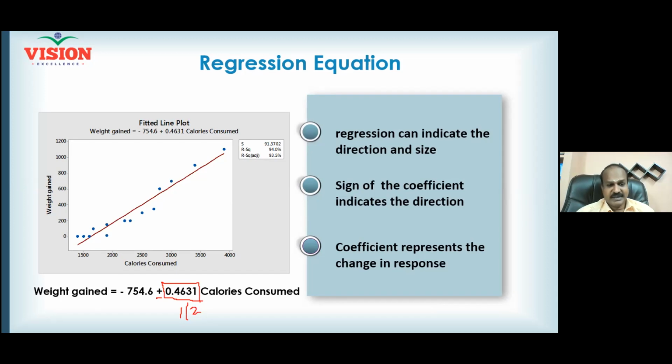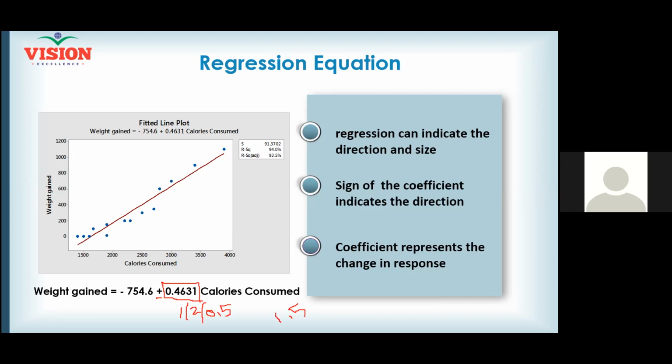by 2 units. The same way, when I put 0.5, now tell me, when I increase x by 1 unit, what will happen to y? It will increase by 0.5 unit. Whatever the previous value of y, if it is 1, that will become 1.5. So only 0.5 will increase. Similarly, when I have 0.4631, when I increase 1 unit of calorie consumption, weight gain will increase by 0.4631 units. So that is the meaning.